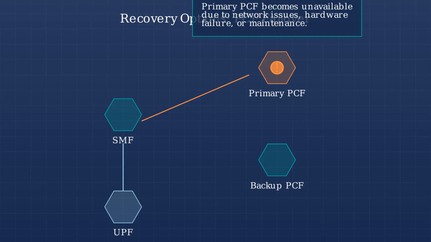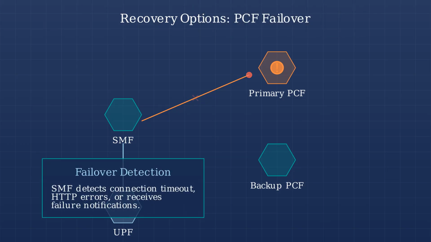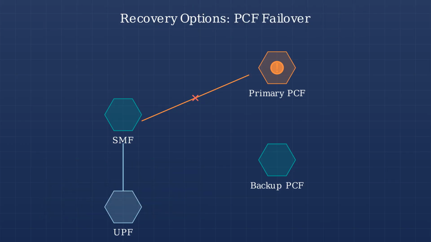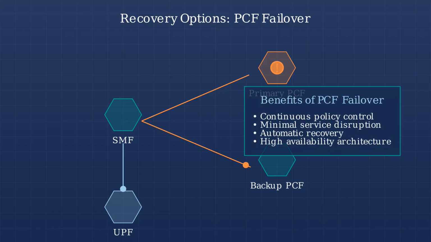When the SMF detects that the primary PCF is unavailable, it initiates a failover process to switch to a backup PCF. The SMF then connects to the backup PCF, which provides the same policy control functionality as the primary PCF. PCF failover ensures continuous policy control, minimizing service disruption for users.